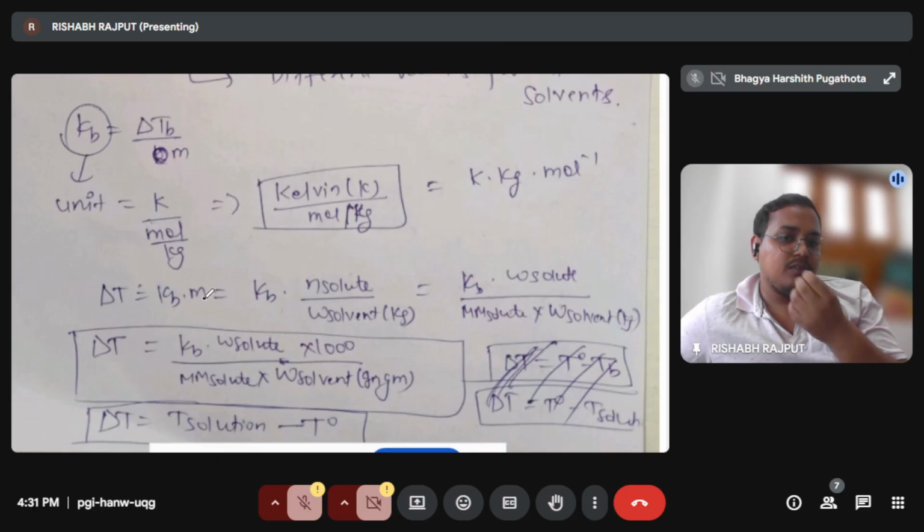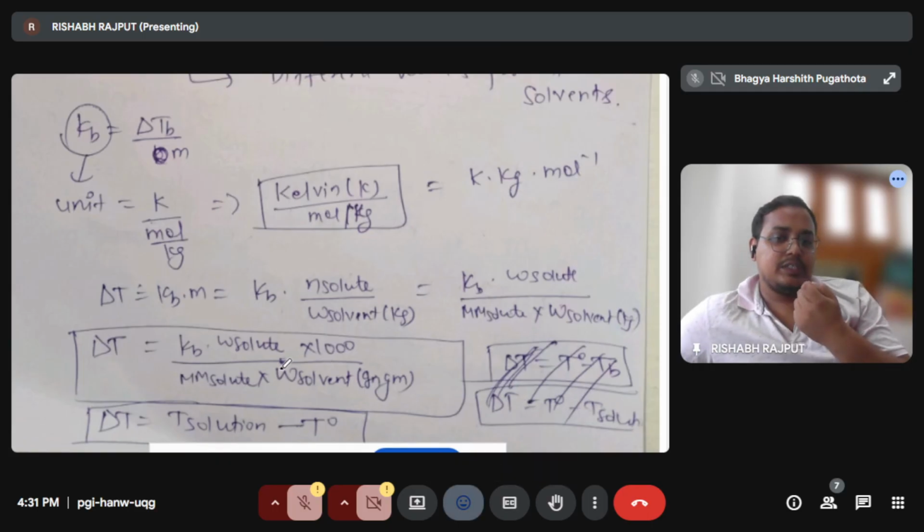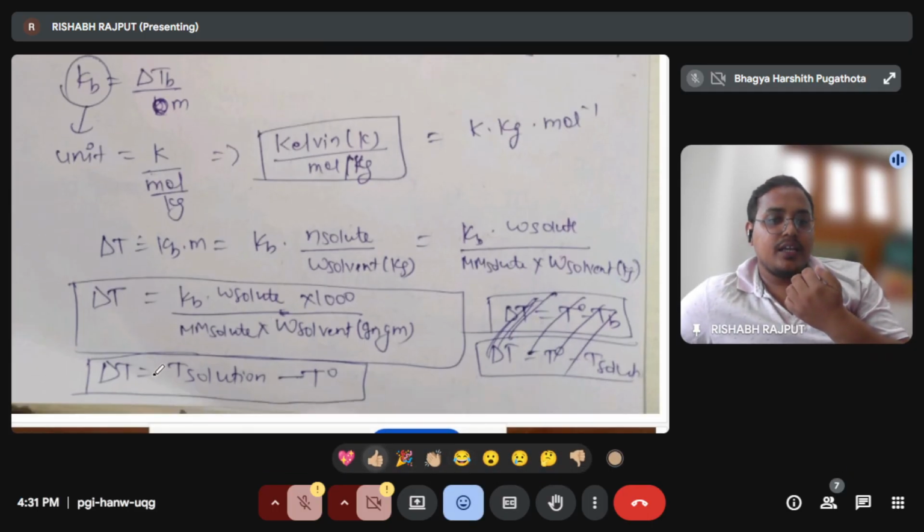Molality is the number of moles of solute upon the weight of solvent in kg. The moles of solute can be written as mass of solute upon molar mass of solute. If your solvent is in grams, you have to multiply by 1,000. And delta T is T of solution minus T of pure solvent.